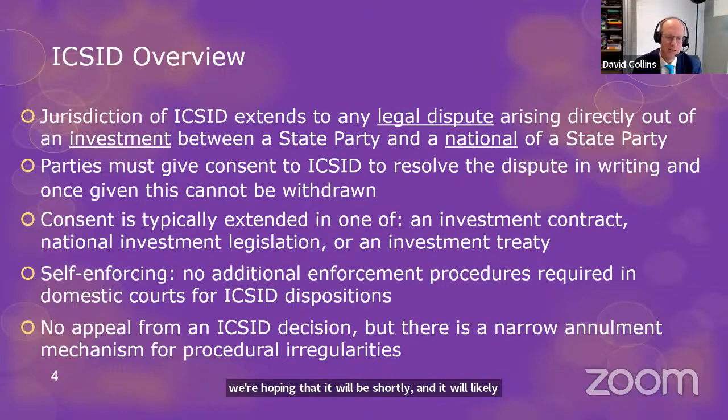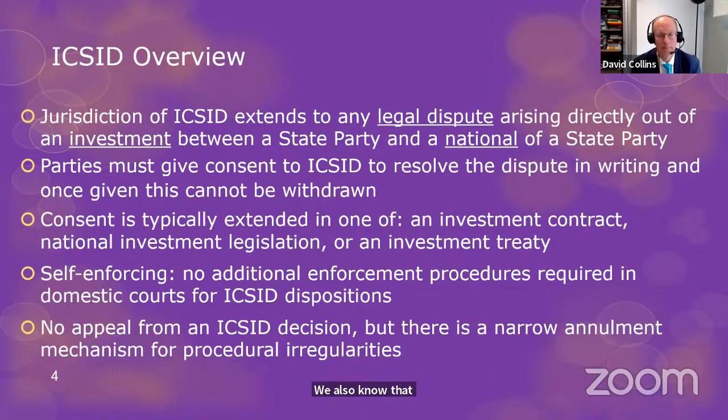We also know that ICSID is self-enforcing, and this is what probably makes it the most attractive of all of the ISDS systems. You don't need an additional enforcement procedure. If you have an ICSID judgment, it is as good as a final judgment of the highest court in any ICSID member state. It's like an Australian High Court judgment, a UK Supreme Court judgment, a US Supreme Court judgment. You don't need a separate procedure, which you might, for example, if you use UNCITRAL, and that's a major advantage to companies using ICSID.